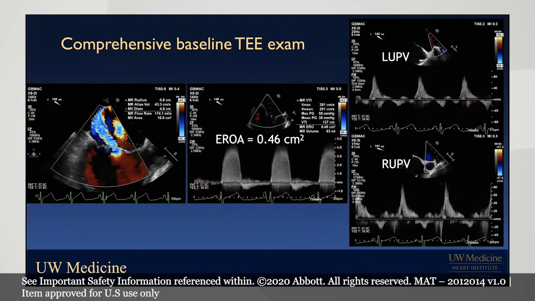Further quantification of the MR at baseline, in brief terms, showed an effective regurgitation orifice of 0.46 and a significantly eccentric jet posterior. And there's certainly complementary findings on the pulmonary venous assessment.